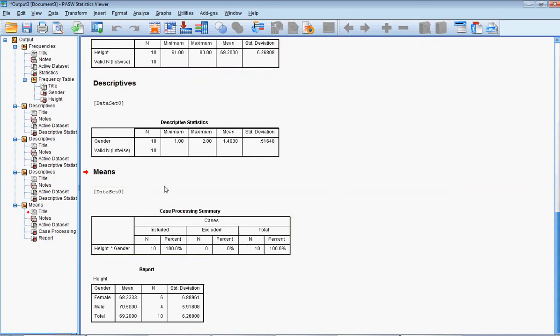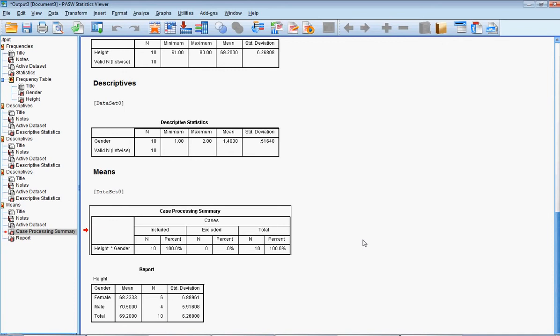Now we see a few more tables. This first one I don't think is very informative or interesting. I'm going to focus more on the second one, Report. It tells us the average height for all females at about 68.33 inches tall, how many females there were, 6, and the standard deviation of all the female heights. Right below that we have the average male height, about 70.5 inches. There were 4 males in that sample, and the standard deviation is about 5.91.